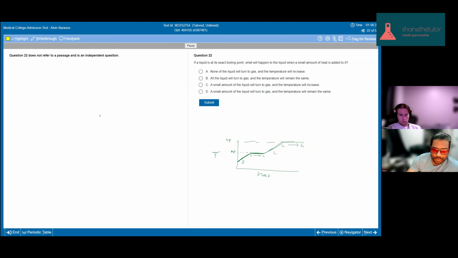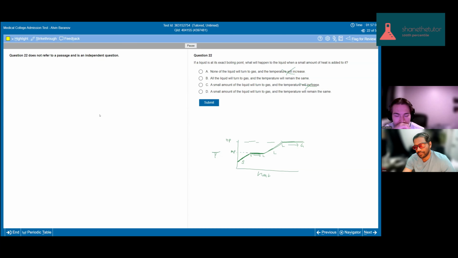So here, if the liquid is at its exact boiling point, what will happen to the liquid when a small amount of heat is added to it? We can see that the boiling point and melting point are flat, meaning temperature doesn't change. Correct. It's flat whenever you have that phase change. So we can get rid of the choices that say the temperature will change.